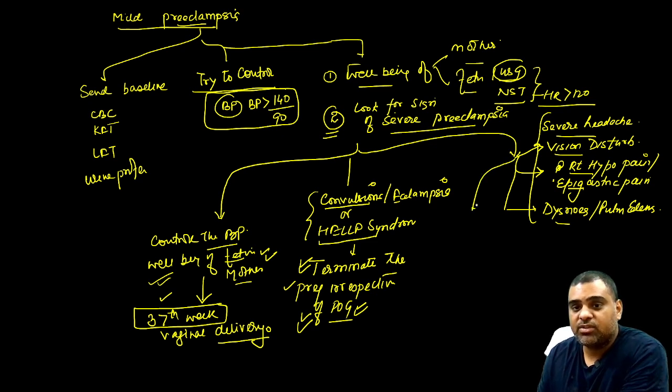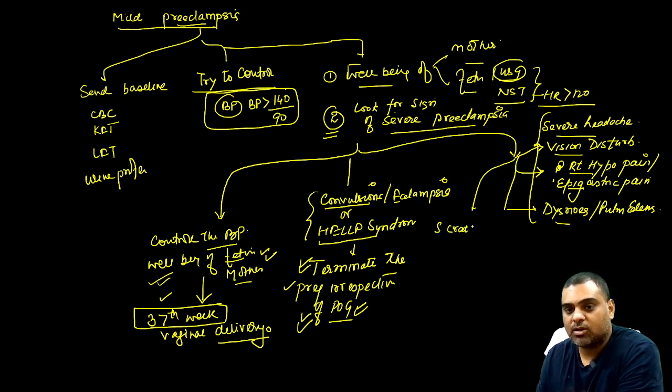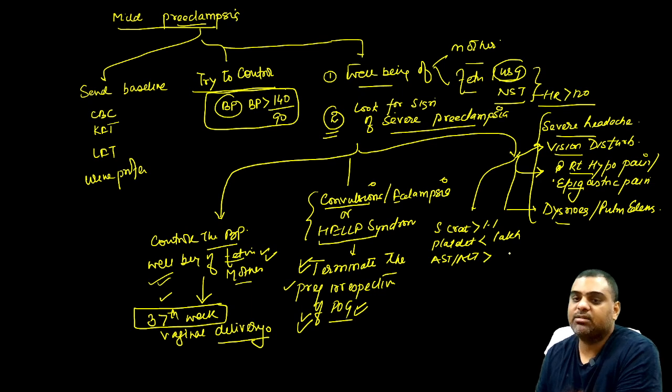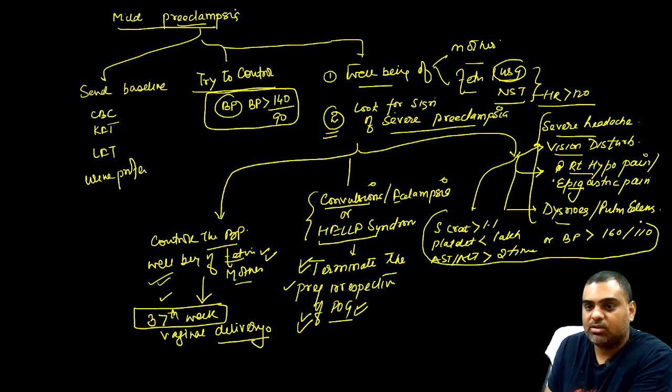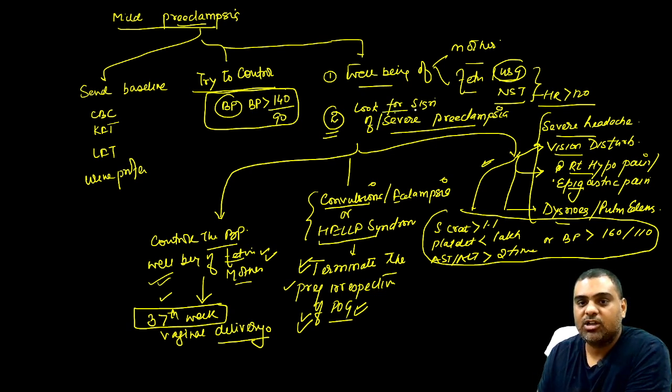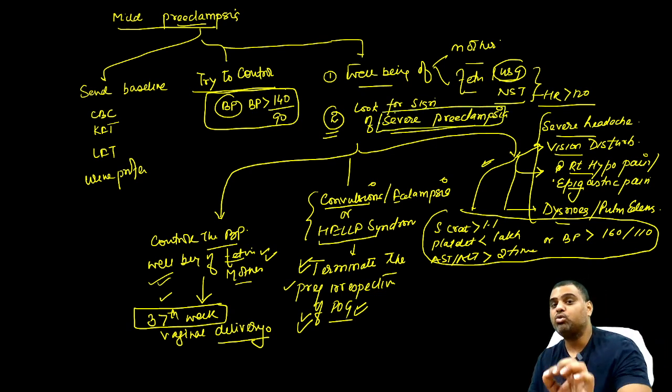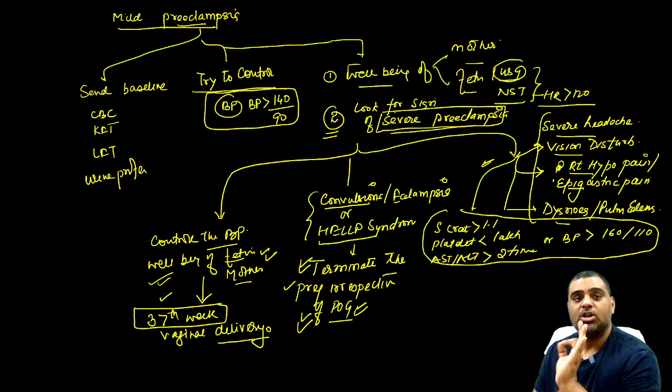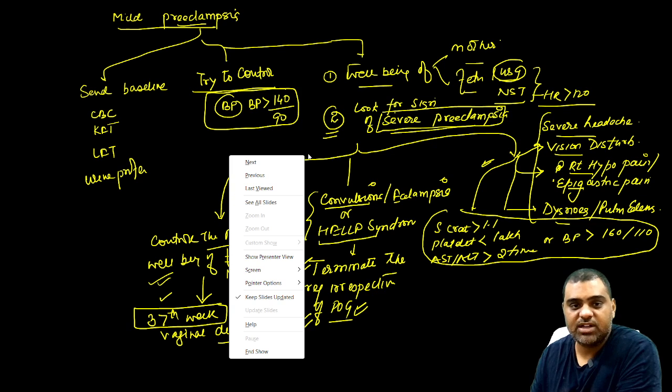Also, if serum creatinine is more than 1.1, platelet is less than 1 lakh, AST is more than 2 times, or BP is greater than 160 by 110, if any of the four is present, again I am telling you, that means it is a case of severe preeclampsia. Now how to deal with severe preeclampsia, I'll tell you shortly. So I am just revising very fast.